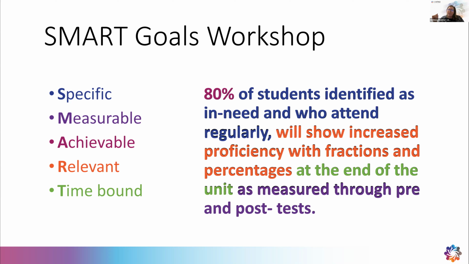And then there's flexibility on the time bound piece, because things happen. I think about the states that get hit heavy with snow, and it's going to throw your timeline off. So there's a certain level of flexibility there, but it is still time bound. By the end of this unit, this is when we're going to take a look at how the students are doing. And not everything has to be pre and post test. There are so many other ways to measure student progress. Again, this is just a sample.